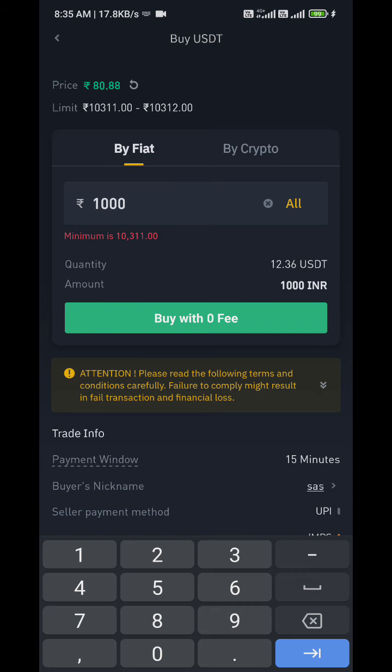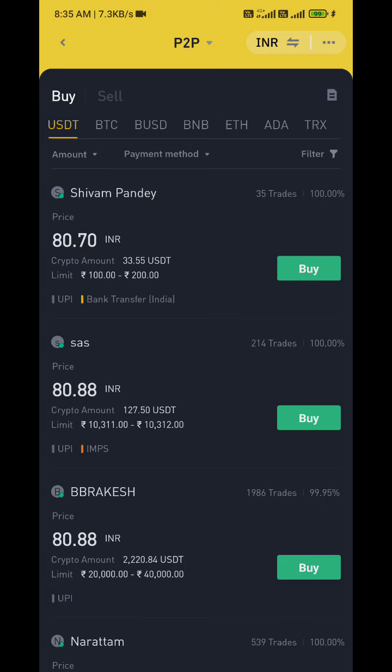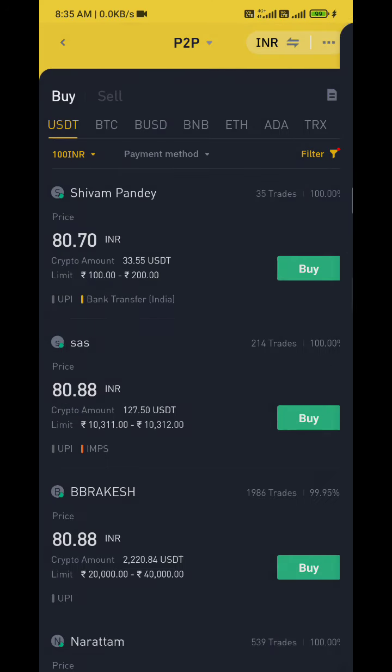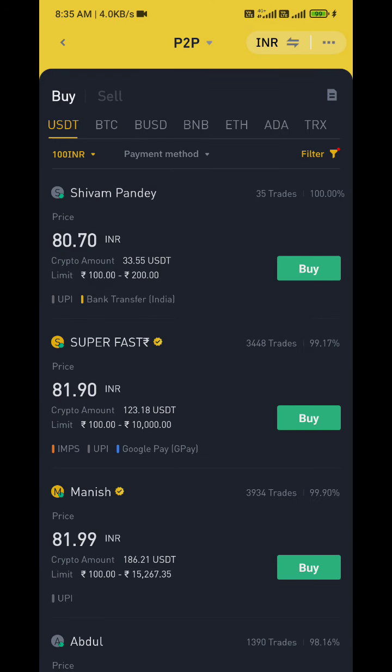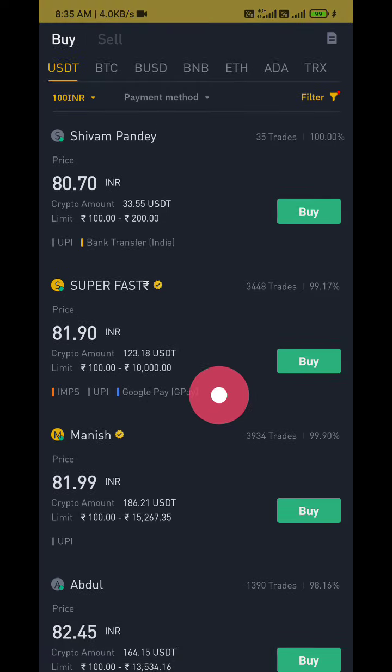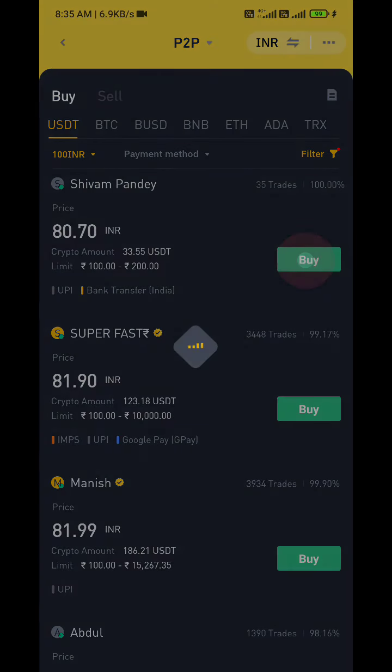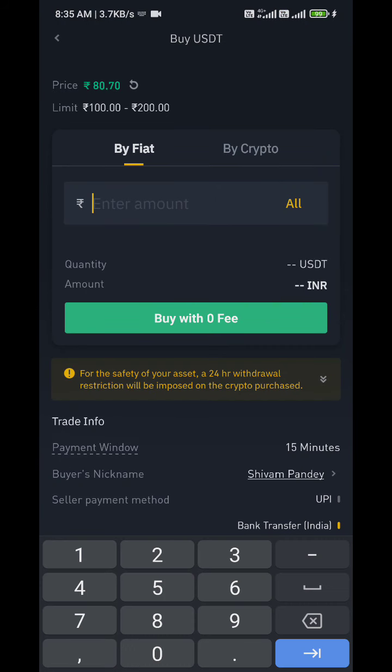So if you need to buy 100, come back to the same page, and here there is a filter option. You can filter for how much amount you need to buy. For example, just 100. Yes, there is an option. There are some sellers who are willing to sell at 100. Buy, enter amount, buy with zero fees.